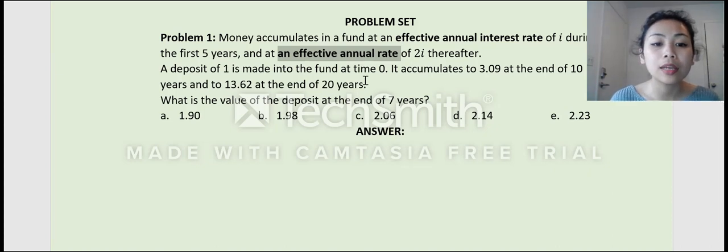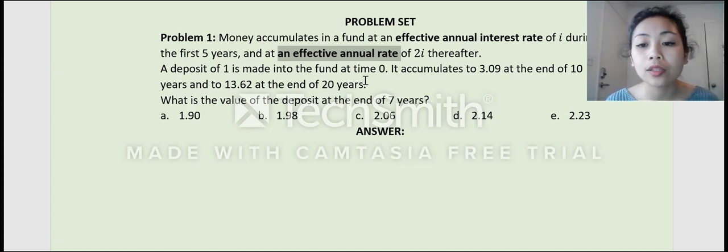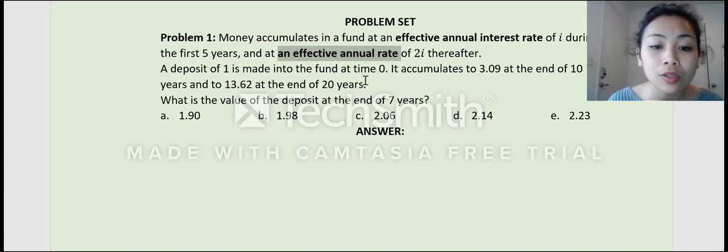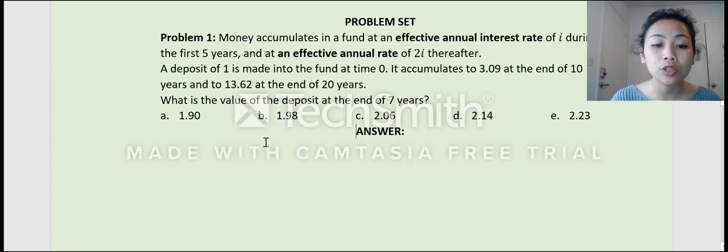And it said a deposit of 1 made into the fund at time 0 is accumulated to 3.09 at the end of 10 years and 13.62 at the end of 12 years. What is the value of the deposit at the end of 7 years? So the question, what does the question give you?